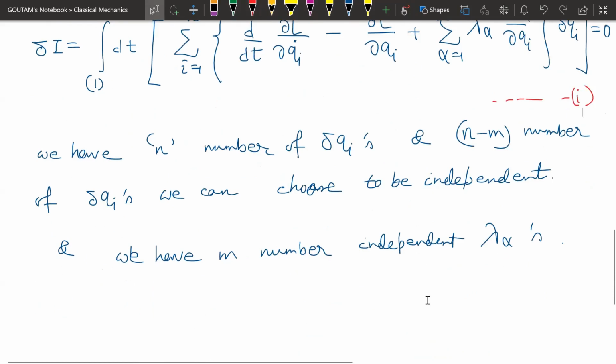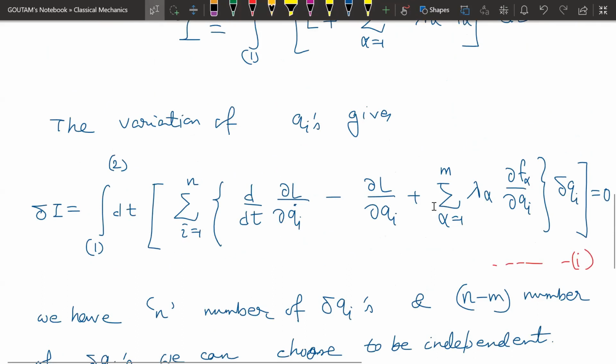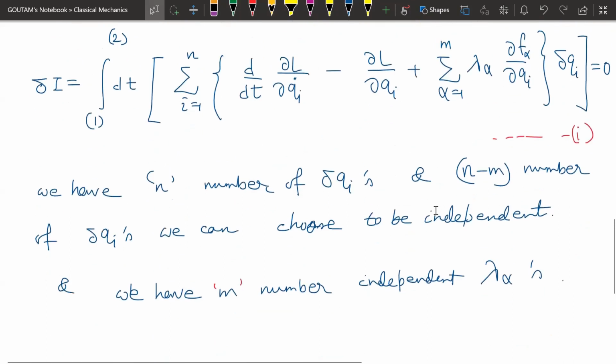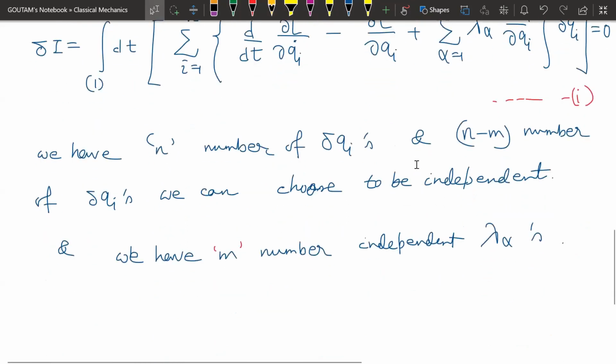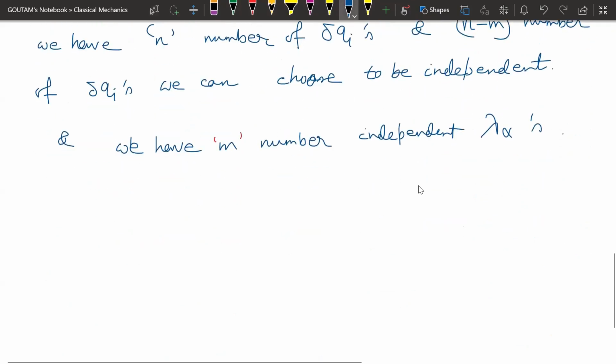So as lambda alphas are independent and we have m number of them, for each lambda alpha, we can vary this lambda alpha as we want, and we can make this expression 0. So in that case, we can choose lambda alphas independently, m number of lambda alphas independently.